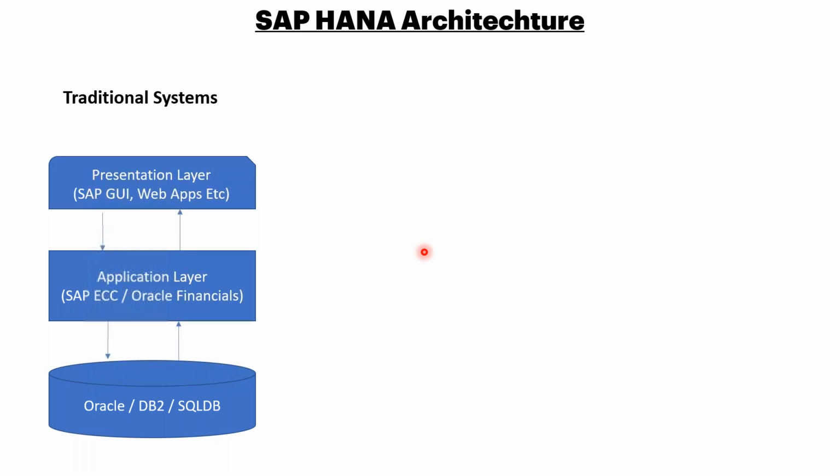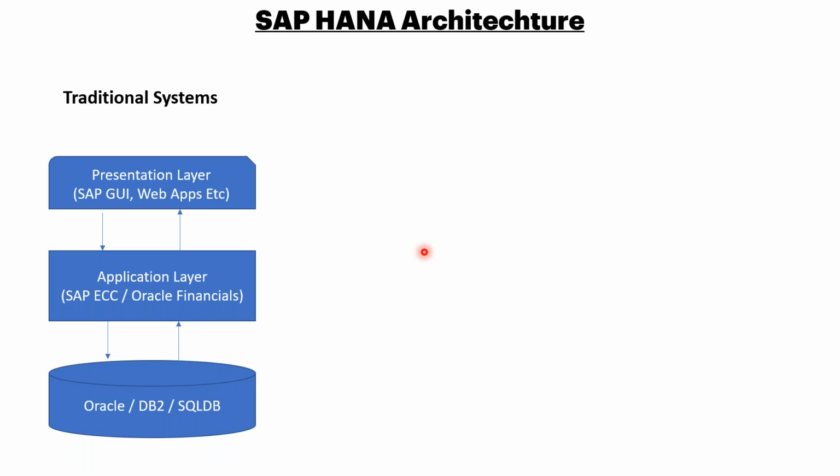So this is the traditional three-tier architecture which has been in place for a very long time. In your college days, you might have seen the client-server architecture with the three-tier architecture. This runs on the same thing, right? So HANA changes this setup.